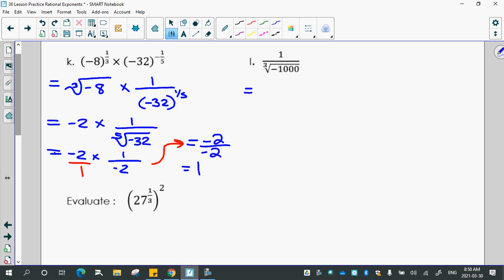Okay, L is already in radical form, the root form. So I want 1 over the third root of negative 1,000. And then that would never be the textbook answer. They would always put the negative either with the numerator or even with the fraction bar. Okay. Bump it up.